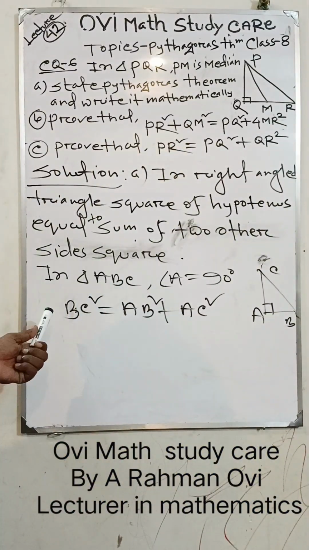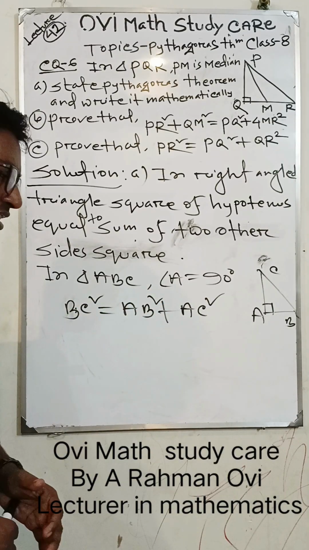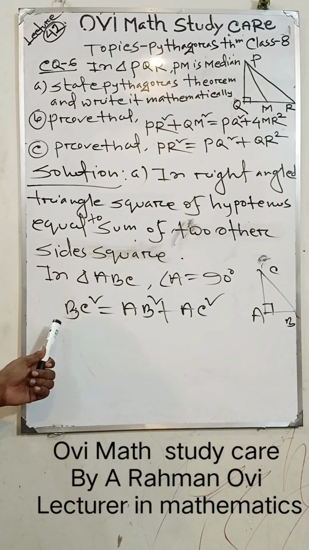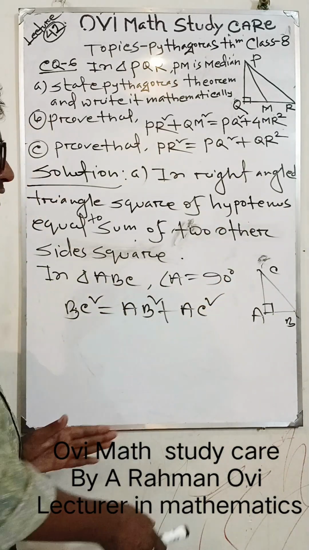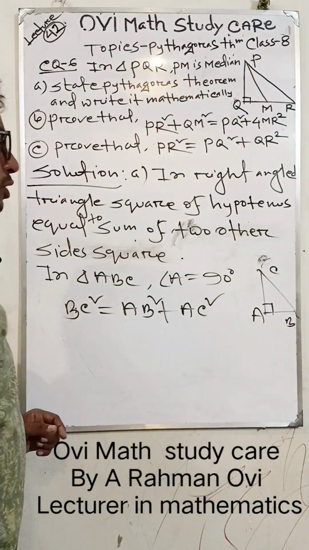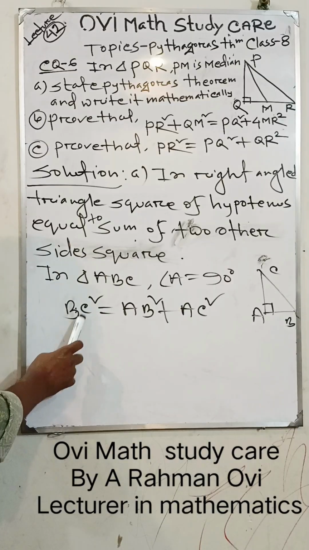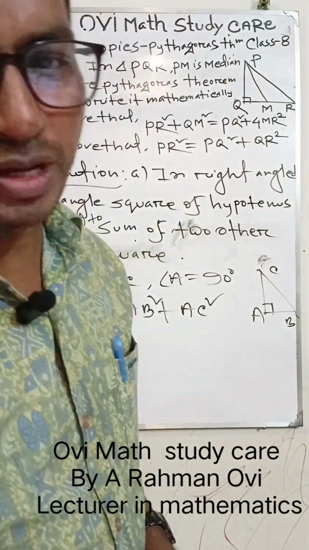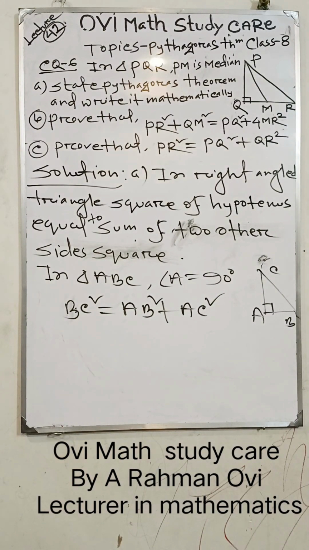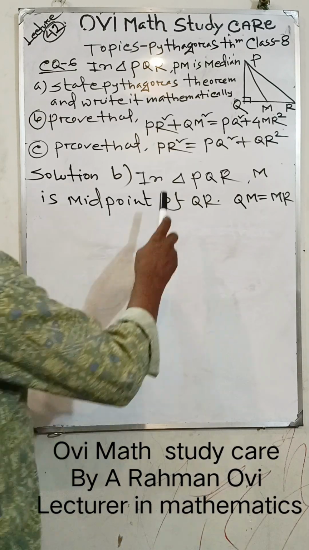And the mathematical statement: in triangle ABC, here A is a right angle, A is 90 degree, that's why we write it mathematically. Here this is hypotenuse, AC is perpendicular or height, and AB is base. That's why we write BC square equal to AB square plus AC square. It is only to write it mathematically.